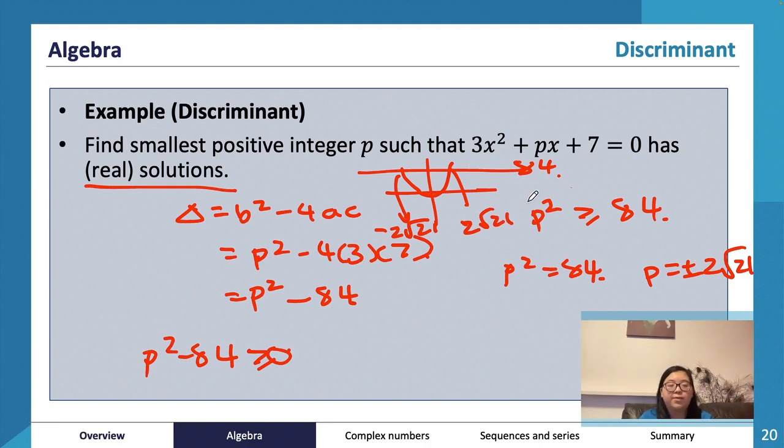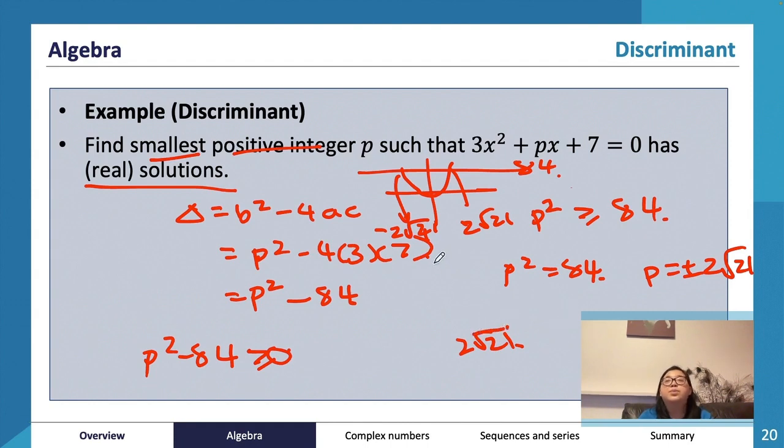This is just a general tip for any inequality where you're not using a linear equation. You must always graph it out, because once you graph it out, you'll be able to see what's going on in the overall perspective. If you don't graph it out, there might be unexpected turning points or things which you don't really foresee. So when we look at this, this is negative 2 root 21, this is positive 2 root 21, and because it wants the smallest positive integer, we're only looking at this side, and we need 2 root 21, right?